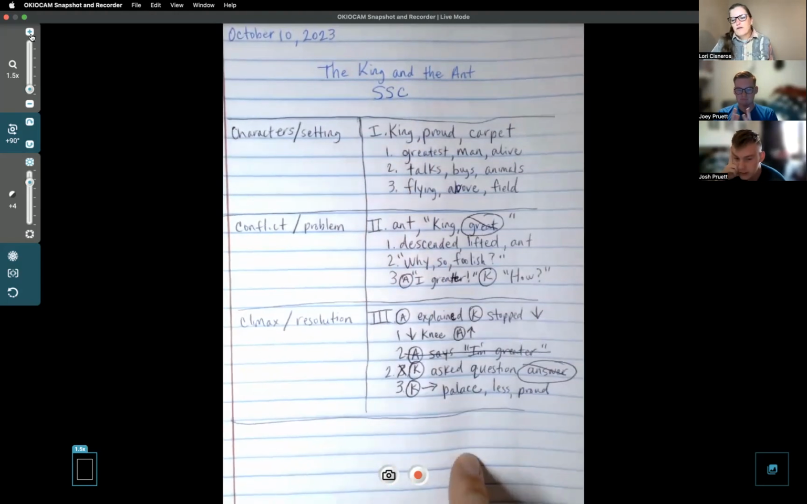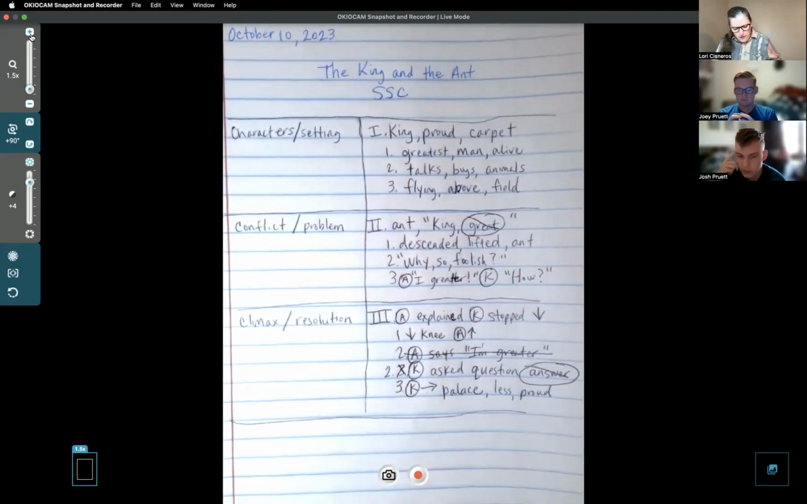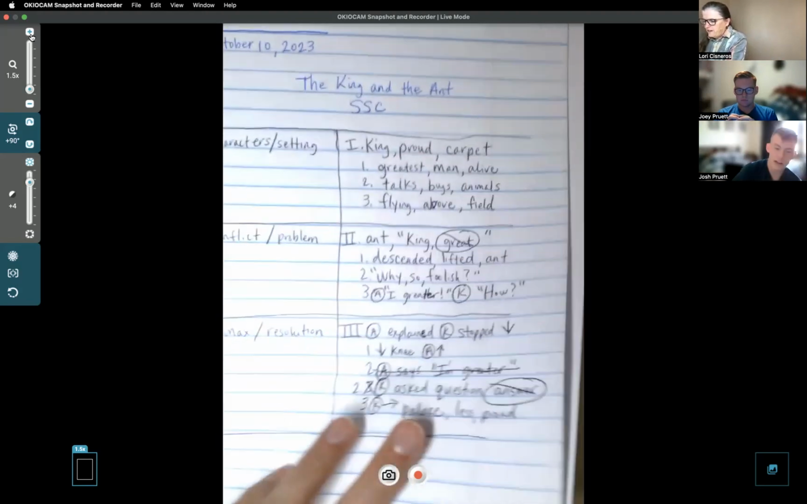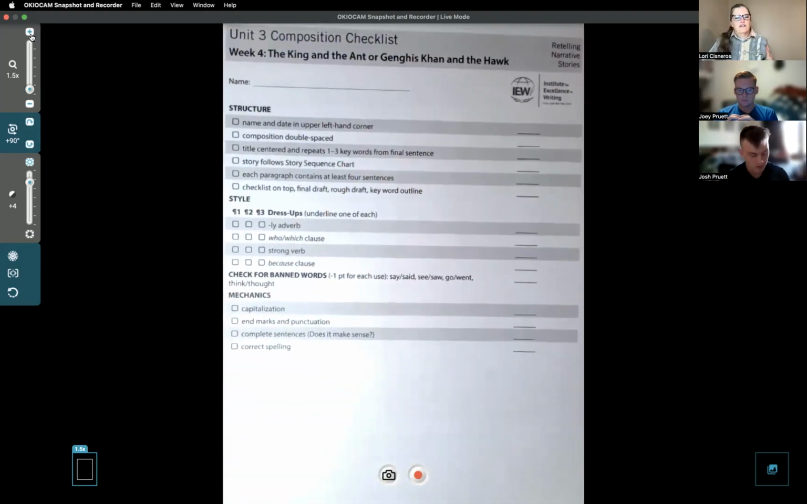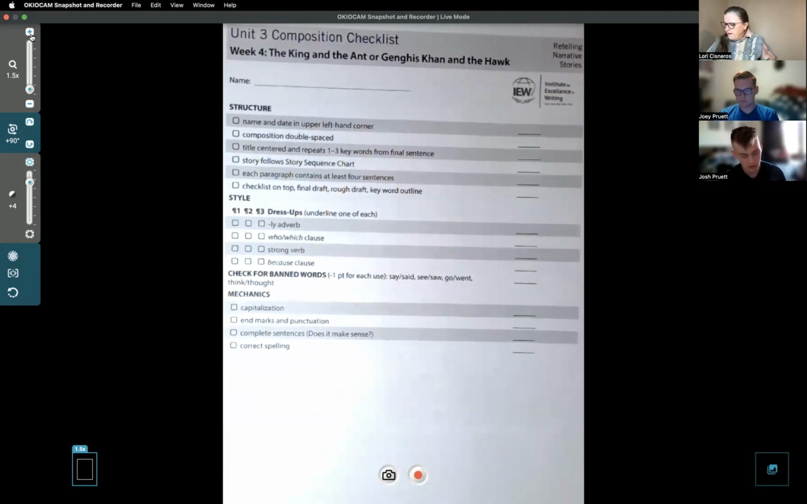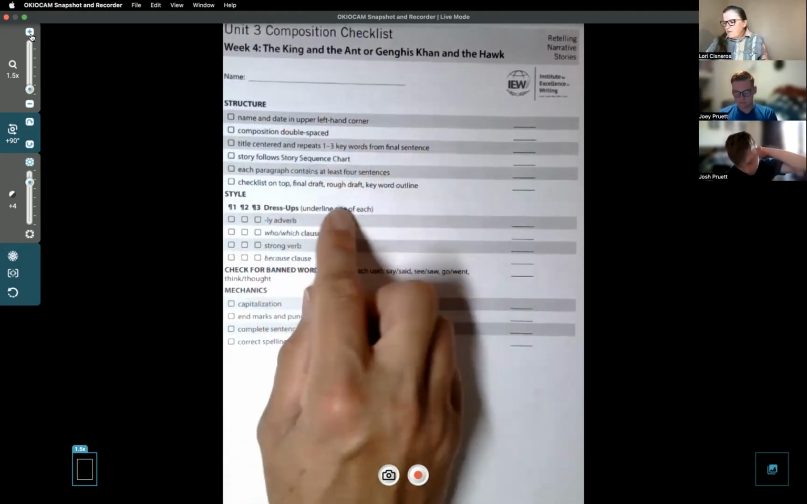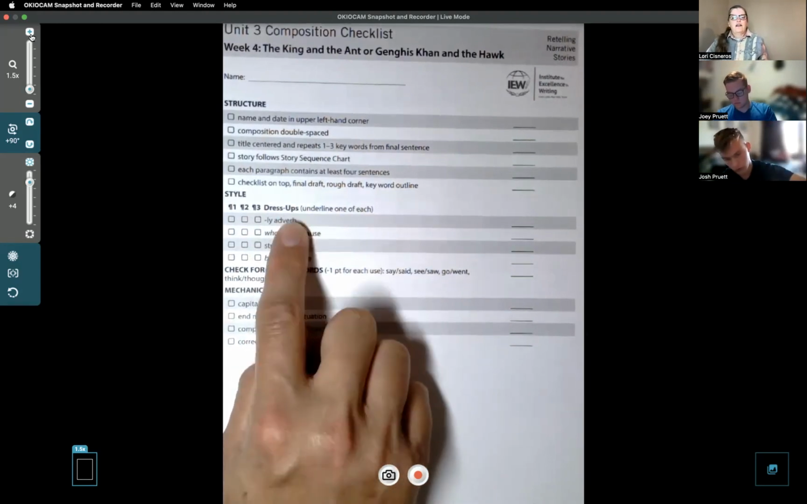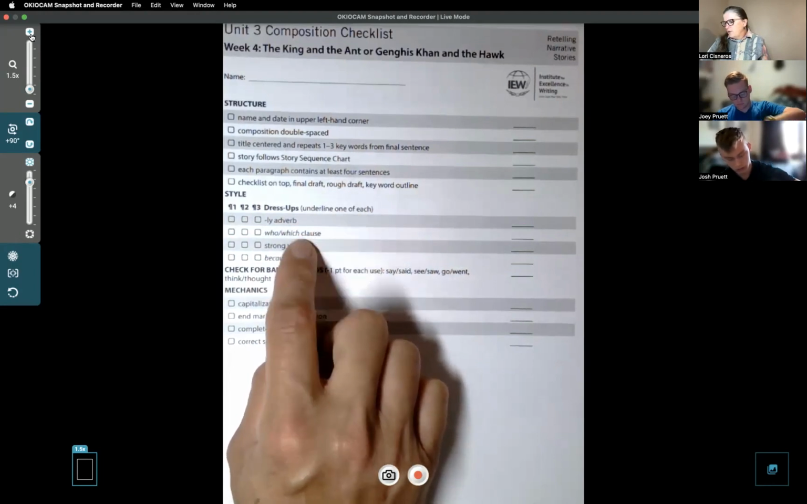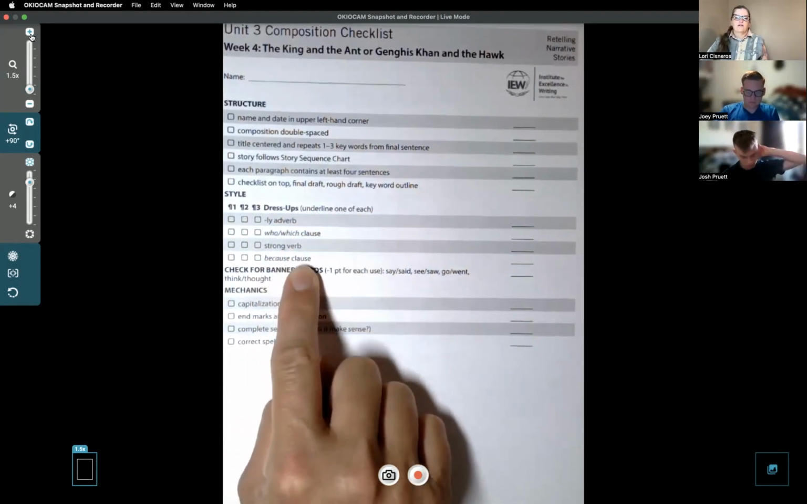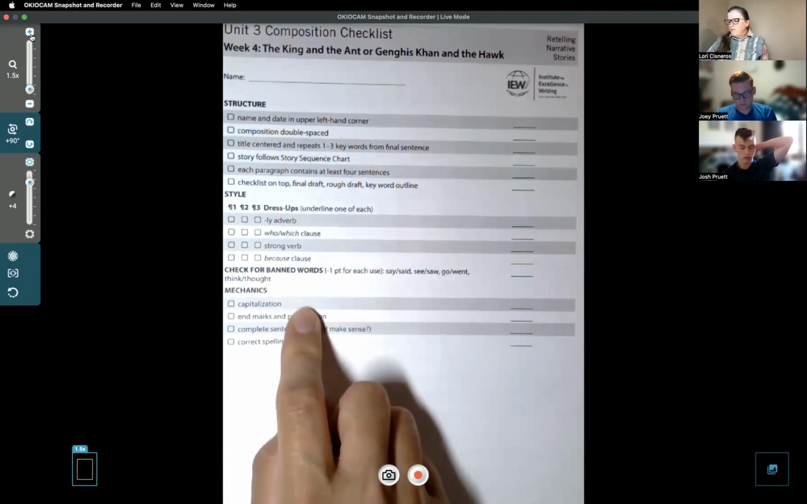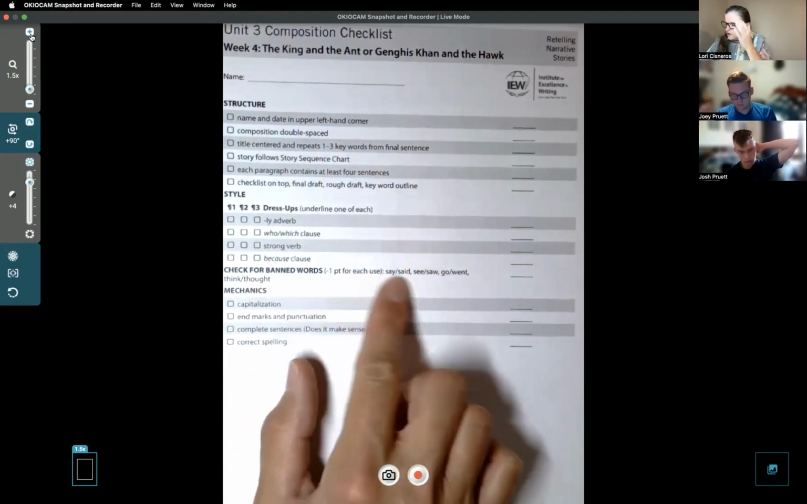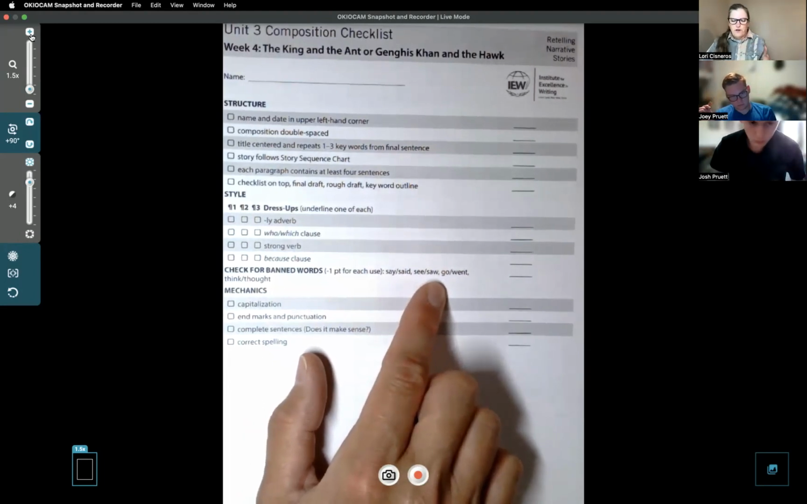All right, but it's going to be 3 paragraphs. Let's look really quick at your checklist. Everything on the top is pretty much the same. You'll see we've added a couple more dress ups here. These have to be in each paragraph: ly adverb, who which clause, strong verb, and because clause. One in each paragraph, but you can have more, but only underline one of each. And then of course you've got your banned words that we quickly went over right here.